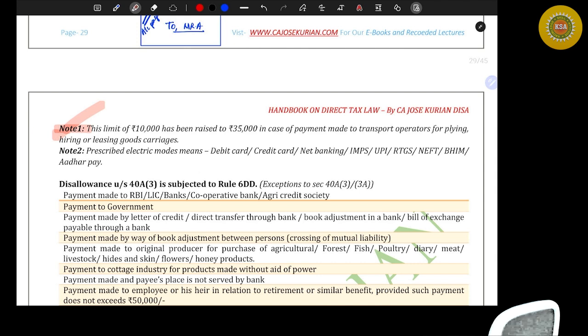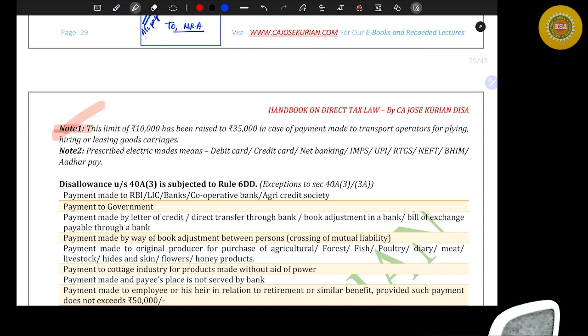So, tell me friends, if I'm making a payment otherwise than by way of either account payee cheque or account payee bank draft or ECS, or through prescribed electronic mode, what will happen? What is the conclusion? The payment that I've made, if exceeding 10,000 in a day, then that entire payment shall be fully disallowed. Are you with me? Subject to the exceptions that we are about to discuss.